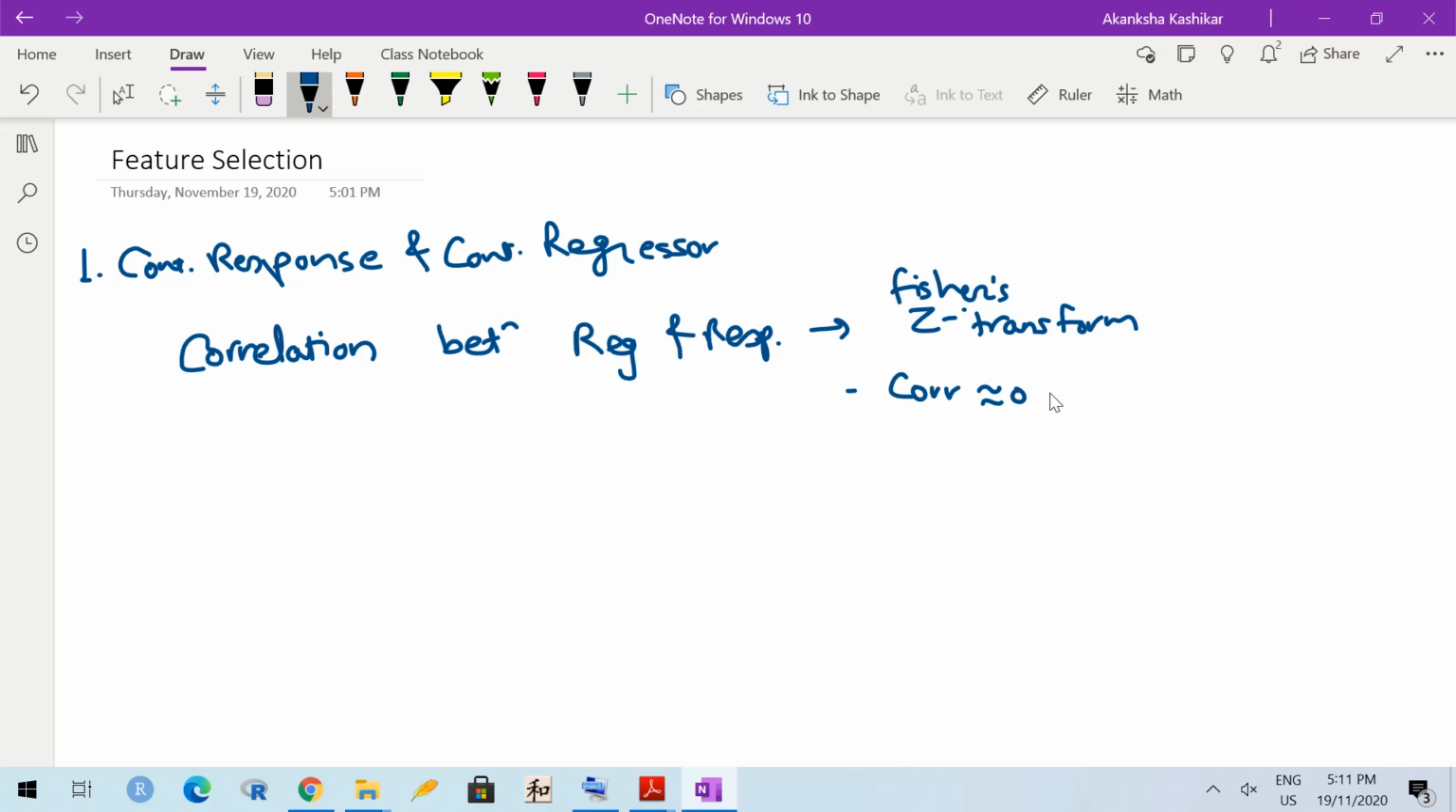But the problem is, I might have most of my variables to be correlated with response. However, I might want to remove few of them to avoid the problem of multicollinearity. Okay, then what should I do? So one suggestion in such scenario is going with clustering of variables.